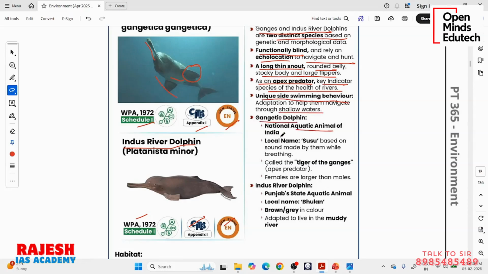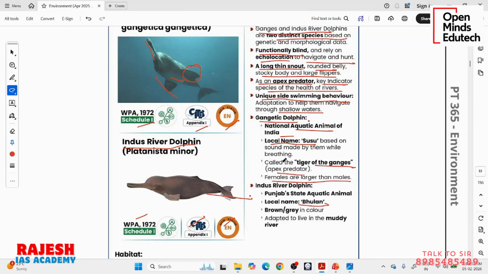Gangetic dolphin, national aquatic animal. We have seen a previous year question: which is the national aquatic animal of India? The answer is Gangetic dolphin. Its local name is Susu, based on the sound it makes. So the Gangetic dolphin is called Susu, and the Indus River dolphin is called Bhulan. It is called the tiger of the Ganges because it is the apex predator.